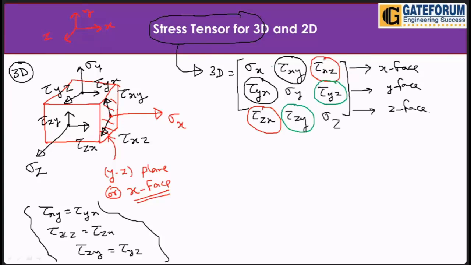So black equal to black, red equal to red, and green equal to green, in magnitude. And here the diagonal will be the normal stresses, sigma x, sigma y, sigma z. And this is the stress tensor for 3D.